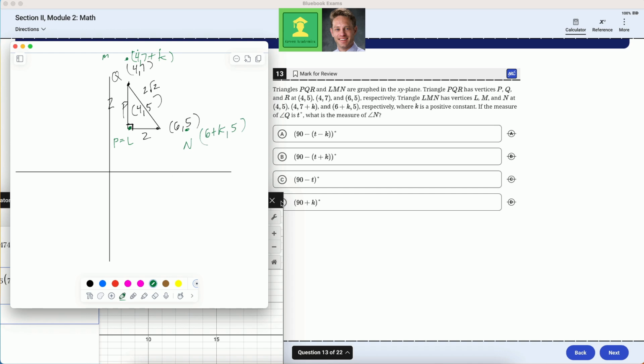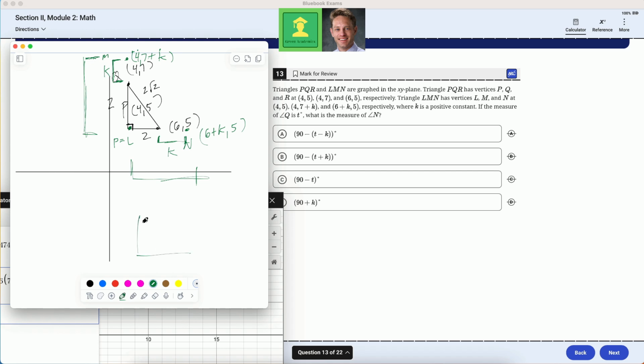K is a positive constant. If the measure of angle Q is t degrees, what is the measure of angle N? 6 plus K comma 5. So what's happening here is the K value, the extra offset, is equivalent on both sides of the triangle. From 7 to 7 plus K, it's an extra K units. And similarly from 6 to 6 plus K is an extra K units.